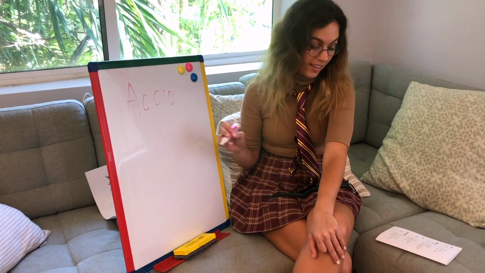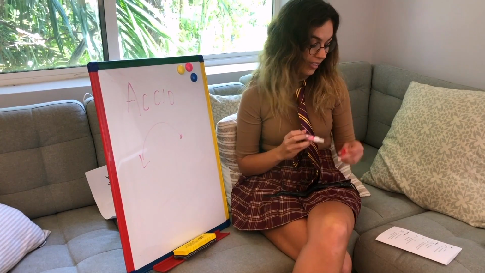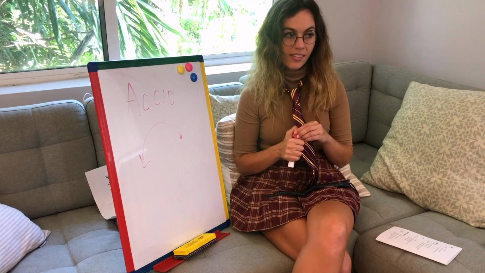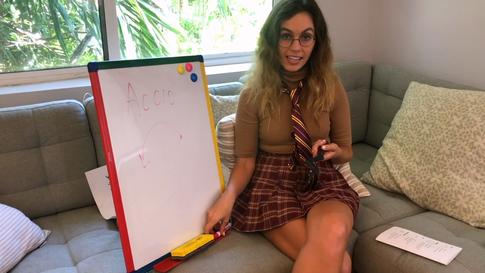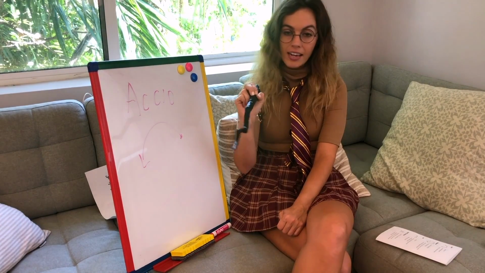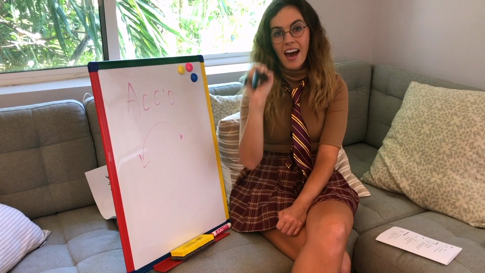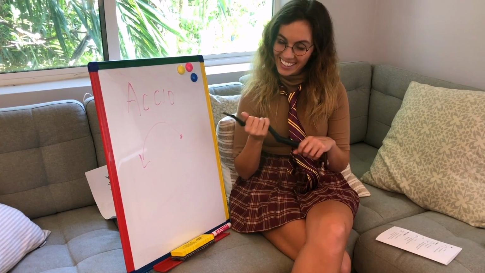This is called Accio, and like this. This is to summon an object. This is the summoning charm. So Accio. So you're gonna start here and just do a curve. So go ahead and try it. Accio. Very nice.